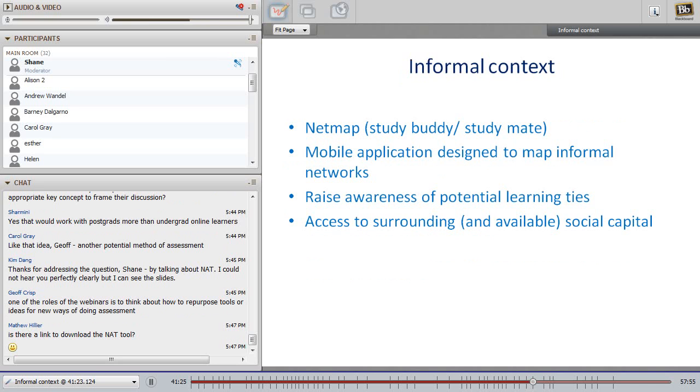The last tool that I want to quickly touch on, just recognizing time as well, I'm going to leave some for questions before everyone bails out, is NetMap. Just keep in mind, we'll do a little poll at the end on whether it should be called Study Buddy or Study Mate.